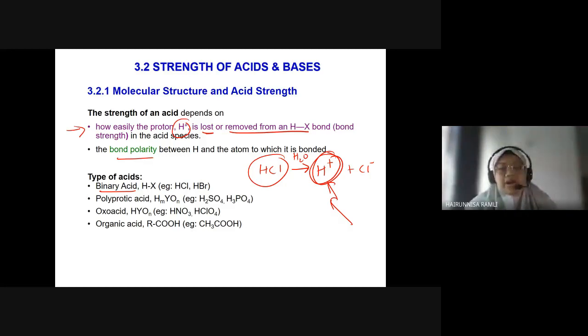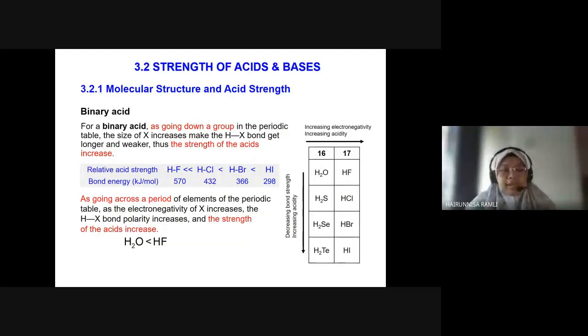Okay, that is the example. We also have polyprotic acid. Polyprotic means when you have more than one hydrogen. For example, H2SO4 has two hydrogens, H3PO4, phosphoric acid, has three hydrogens. Okay, and then we have oxo acid, or sometimes we call it oxy acid. It is an acid that has oxygen. Okay, and then organic acid. Organic acid is basically carboxylic acid. Okay, so C with COOH. So we go one by one.